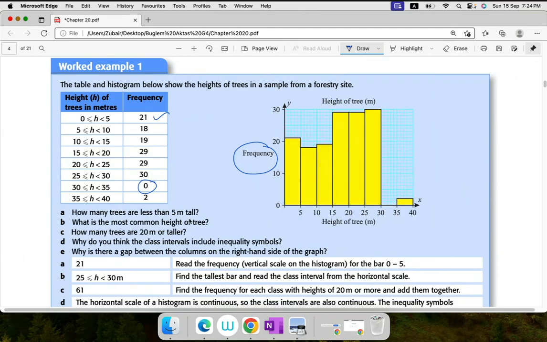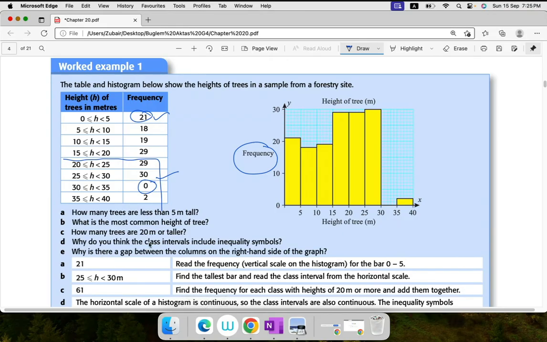So how many trees are less than 5 meters tall? Only 21. What is the most common height of the tree? So maximum frequency is 30. So most common height is 25 to 30. How many trees are 20 meters or taller? So we just have to add. Do we also add the one before, like the 15 to 20? No, that will be actually less than 20. Okay. So we are looking at 20 or taller.